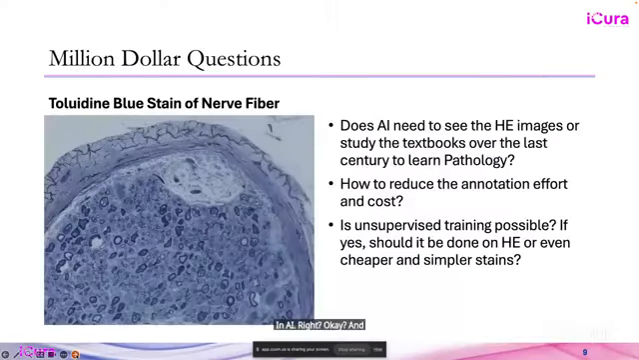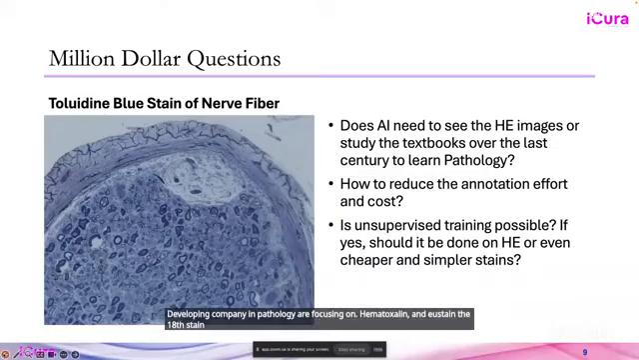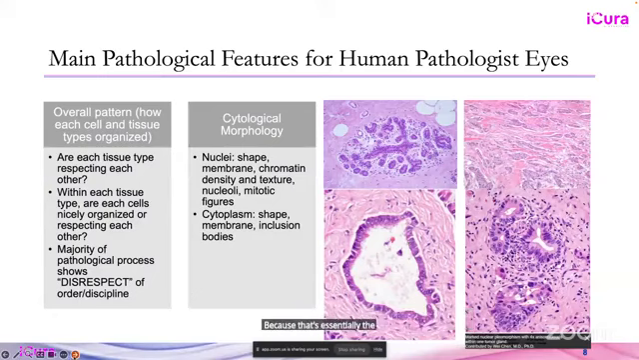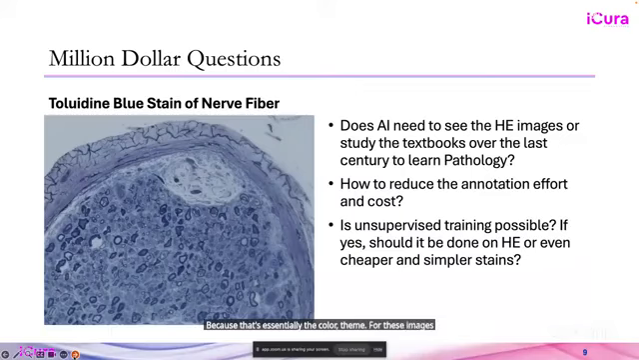And then after all that, we talked about how these days most of the AI developing companies in pathology are focusing on hematoxylin and eosin stain images, the H&E stain images, just like these images. Basically, we call them pink and blue because that's essentially the color theme for these images. However, does AI need to go through all the H&E images or the textbooks over the last 100 years to learn pathology?